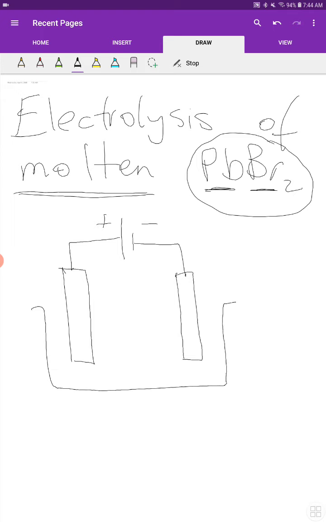We have our electrolyte, which is going to be the molten lead bromide. And in order to keep that ionic compound in a molten state, we have to apply heat. So this electrode that's connected to the positive terminal of the battery is the positive electrode, and that's going to be our anode. And this electrode that's connected to the negative terminal of the battery, that's going to be our negative electrode or our cathode.